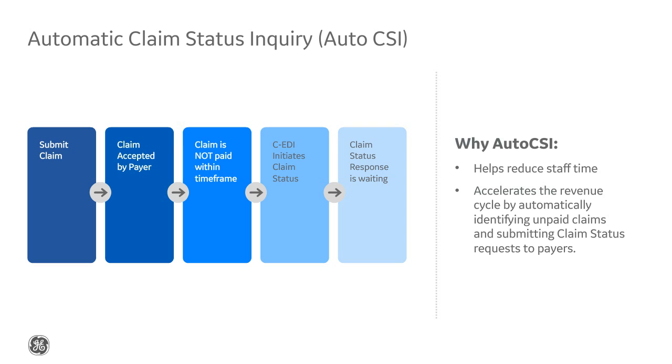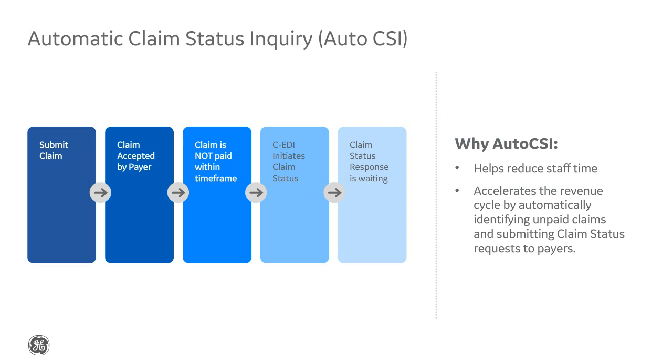So the AutoCSI acts on the missing or late payments identified by the APT algorithm, that's the Advanced Payment Tracking algorithm. And the claim status inquiries are automatically generated for claims that are late or likely missing. And for these late claims, claim status responses are seamlessly routed directly into your native rev cycle workflows and task engines.